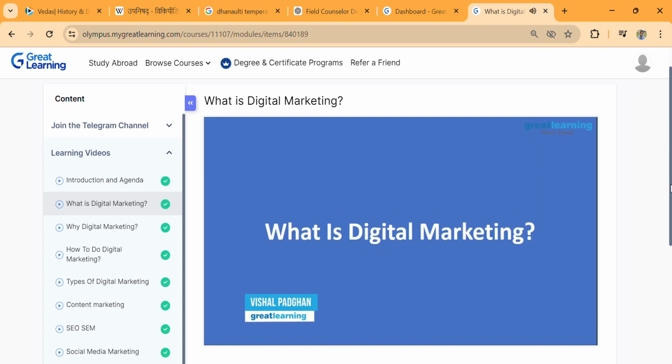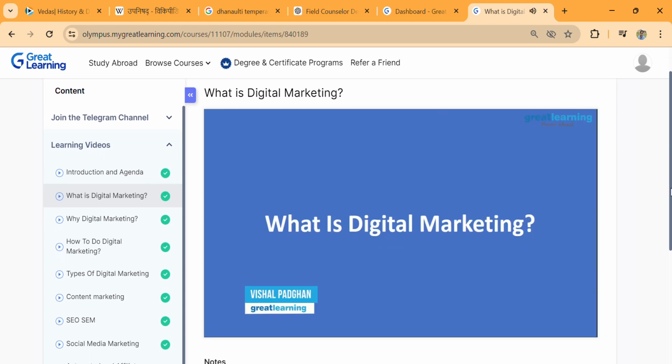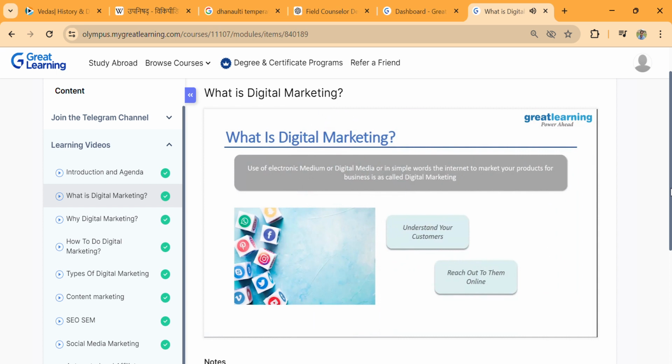So the first topic that we are going to cover is what is digital marketing? So when we talk about digital marketing, the very definition is fairly simple and straightforward. It says that the use of electronic medium or digital media, or in simple words, the use of internet to market your products for business is called as digital marketing.